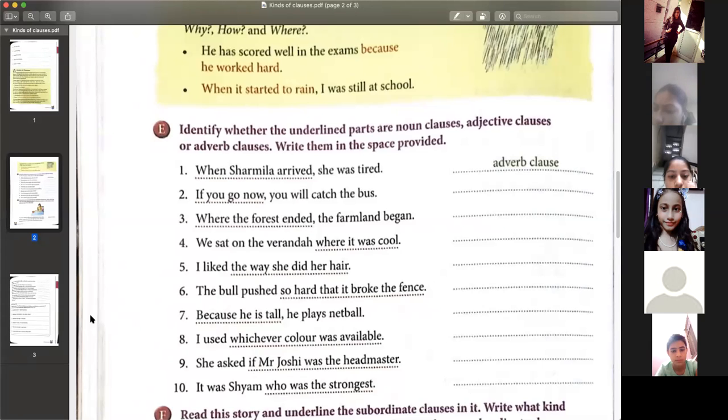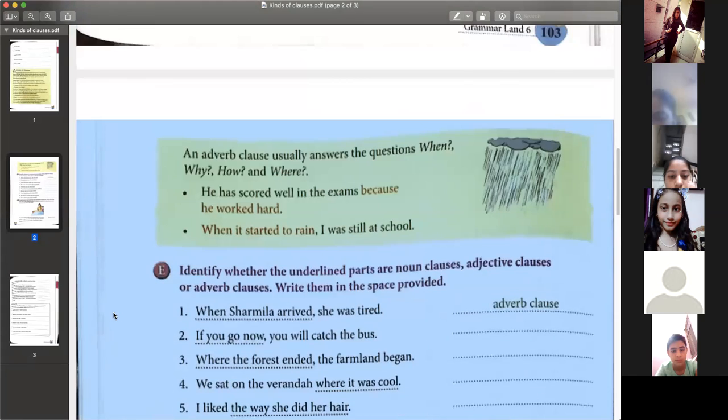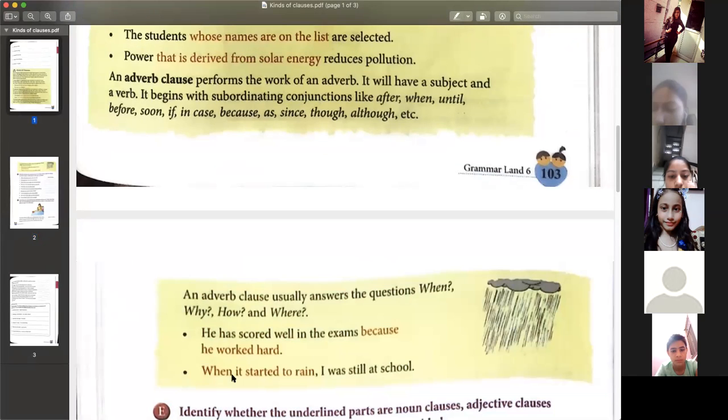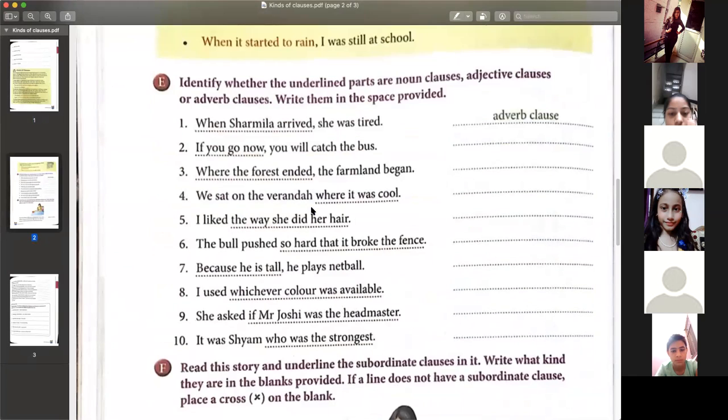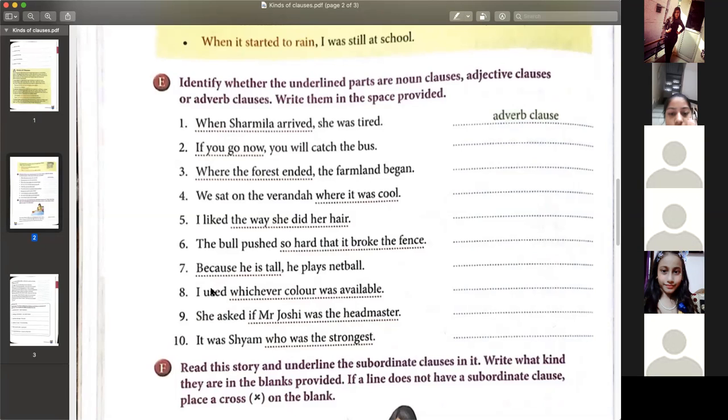Adverb clause. See, what are adverbs? Adverbs are the words that tell us about manner, place, or time. And in this, it says that it begins with subordinate conjunctions. And we know conjunctions are like because, as, when, soon, although. Any conjunction we have, it will start an adverb clause only. Yes, Priyanshi, it's correct. Understood, Srijanya?